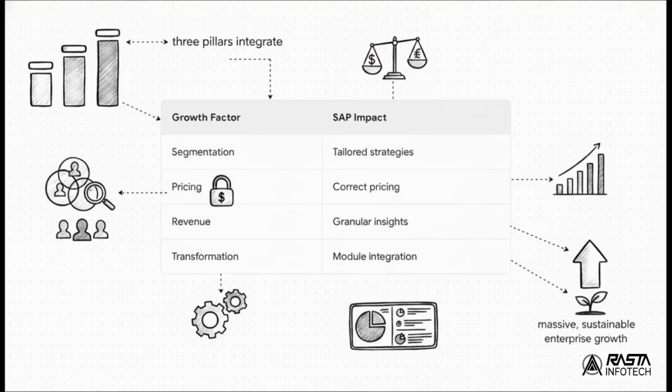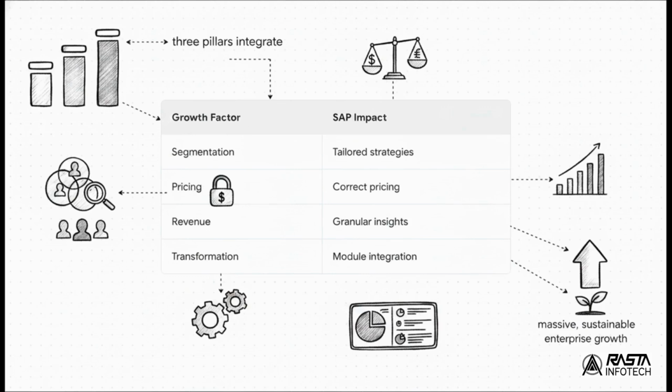Now, it is one thing to sit here and understand the theoretical building blocks of SAP, but it's another entirely to see how they generate tangible, real-world business value. Because this isn't just some abstract IT exercise, right? It is a foundational framework for massive enterprise scalability.